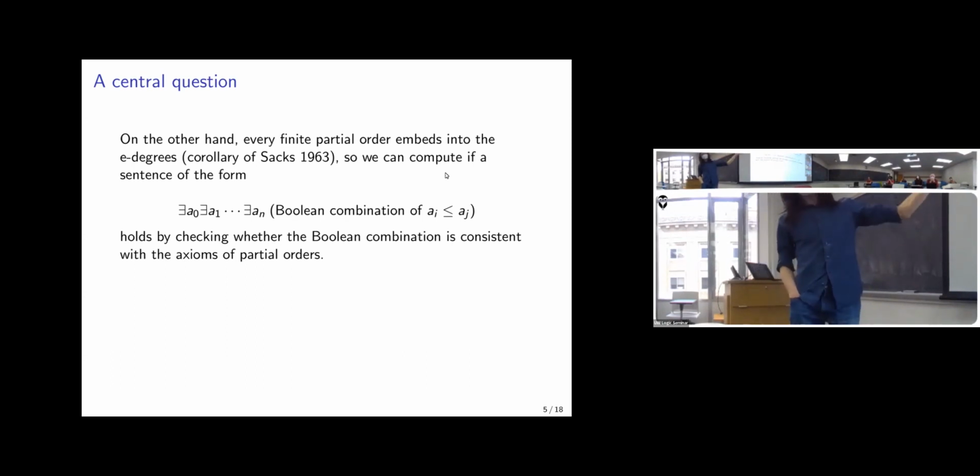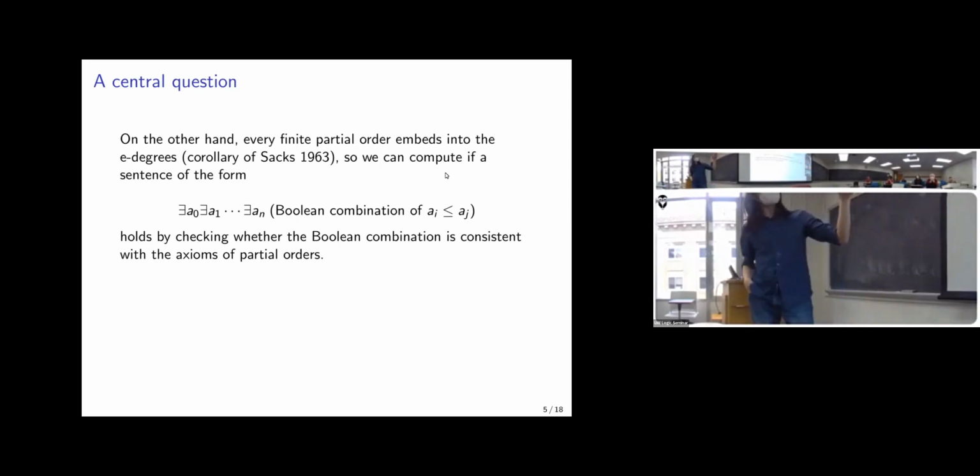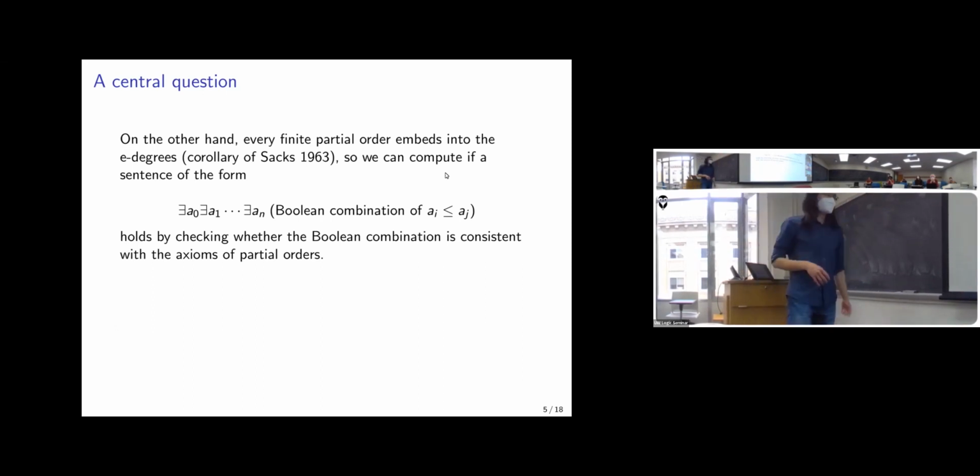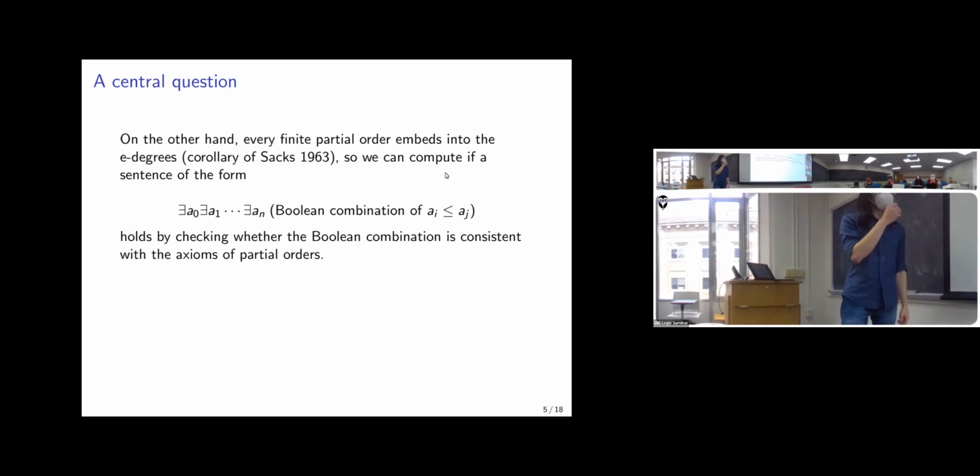So all we have to do to check whether this is true is check whether it is consistent with the axioms of partial orders. If the Boolean combination of the ordering is not consistent with the axioms of partial orders, then obviously this is false. There cannot exist such A0 to An. On the other hand, if it is consistent, then we can embed it into the E degrees, and that's a witness that this existential statement is true. So that's a nice algorithm to do this.